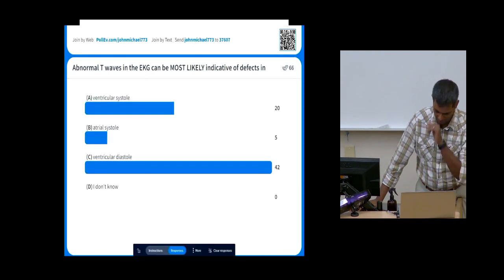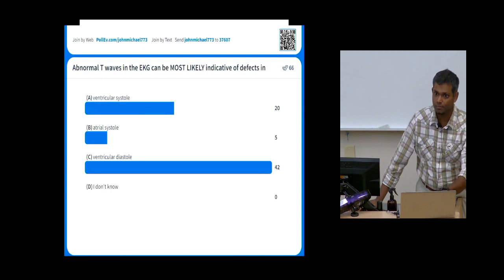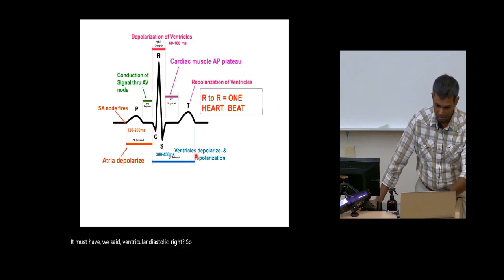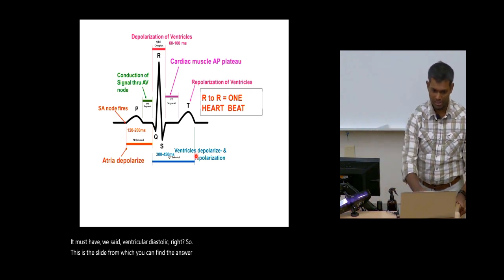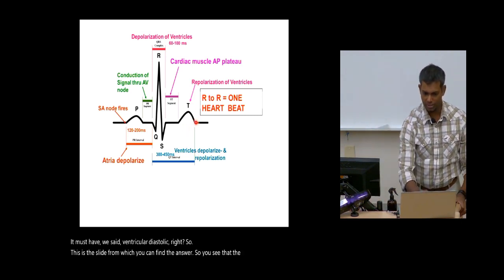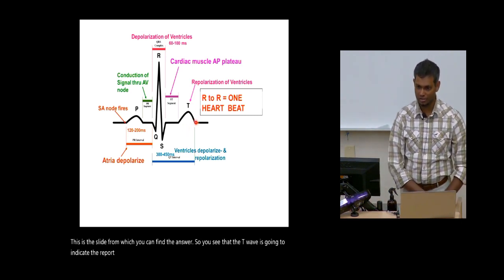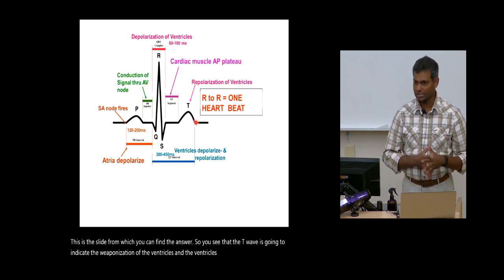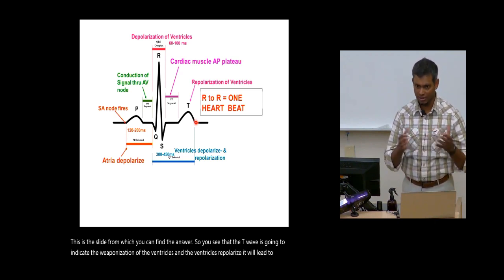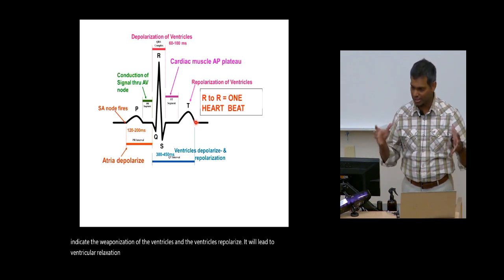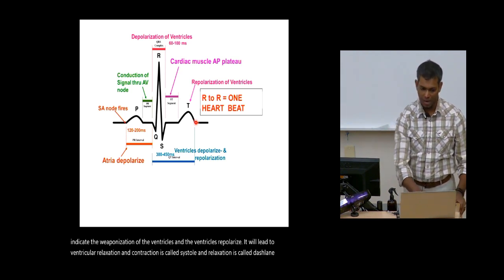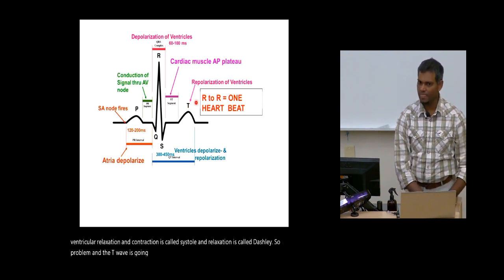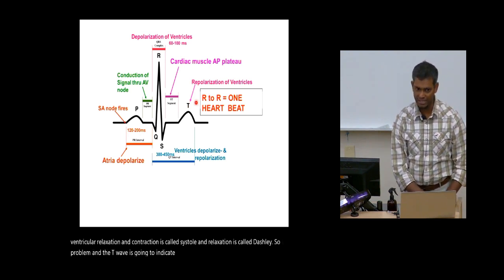Okay, most of you said ventricular diastole, right? So this is the slide from which you can find the answer. You see that the T wave is going to indicate the repolarization of the ventricles, and when the ventricles repolarize, it will lead to ventricular relaxation. The contraction is called systole and relaxation is called diastole. So a problem in the T wave is going to indicate problems in the ventricular diastole.